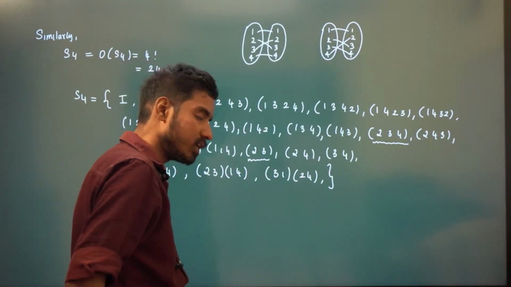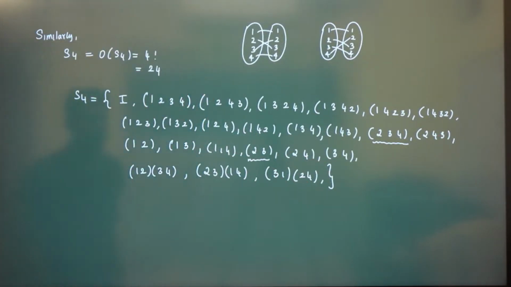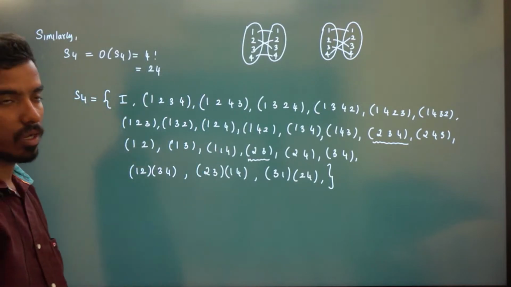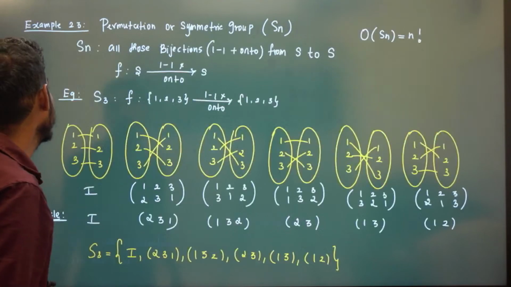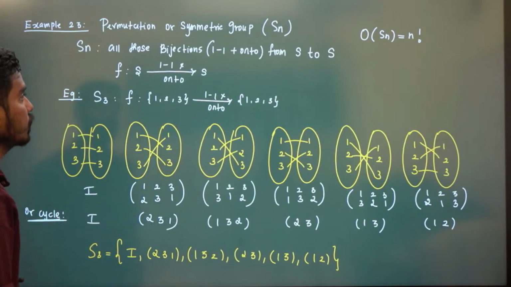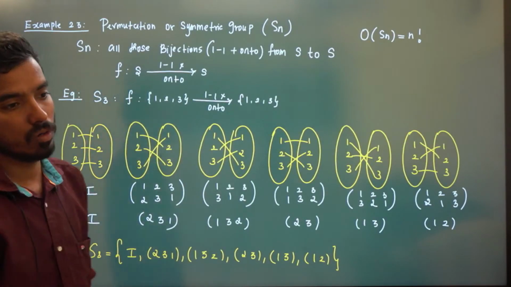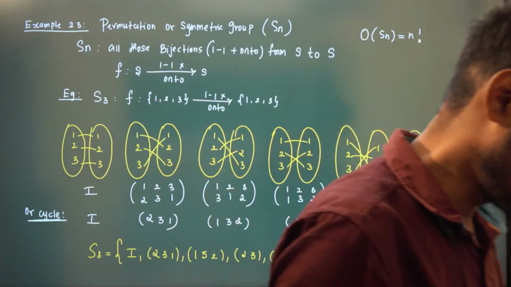So in general, Sn forms a group, but it is not an abelian group, right? Because composition need not be commutative. Is this clear? Permutation group is clear. So we will discuss more when we study permutation group separately.